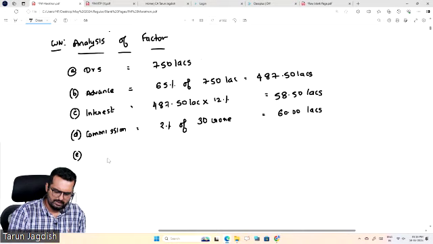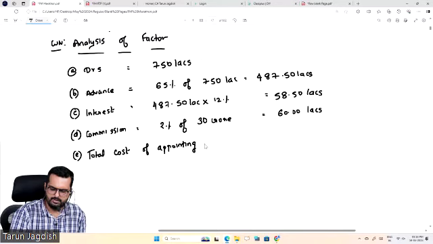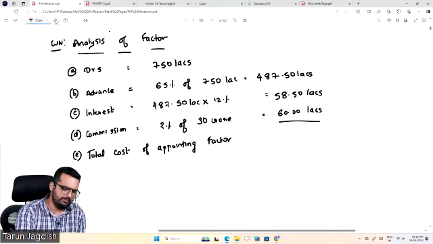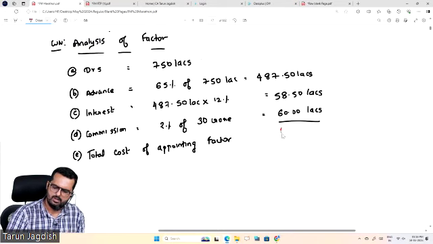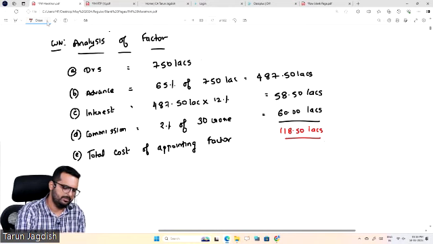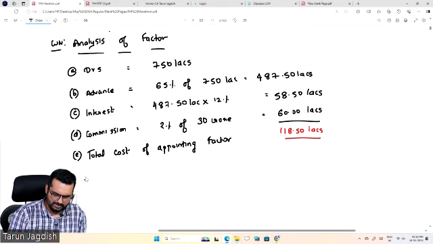Okay. So now tell me, interest we found out, factoring commission also we found out. What is the total cost of appointing a factor? We can add up these two things, correct? Is that turning out to be 118.5? 118.50 lakhs. Now, what are the benefits of appointing a factor?